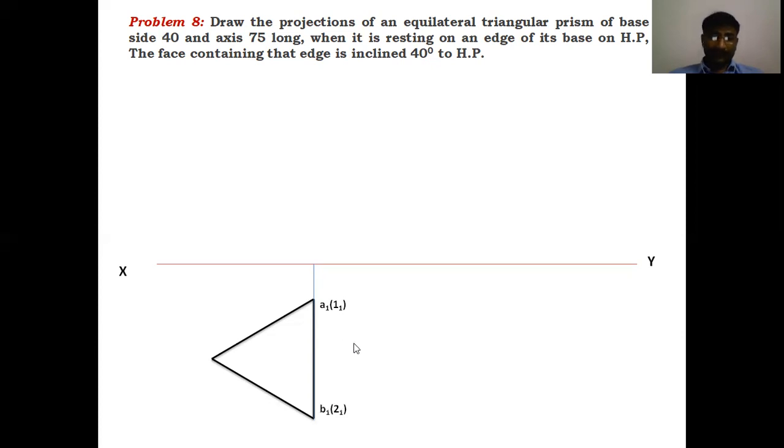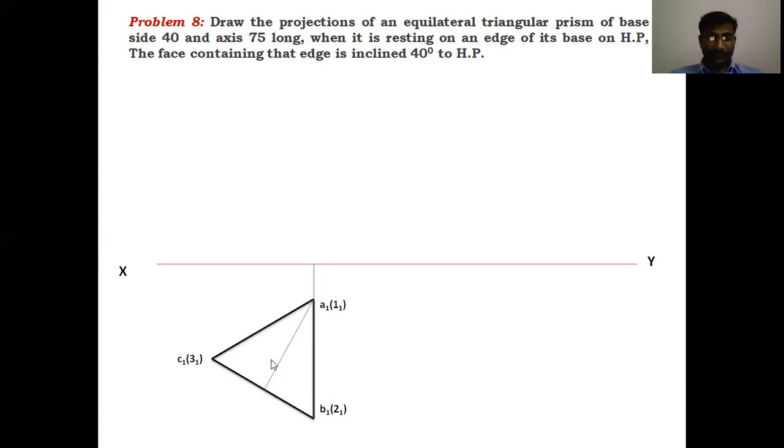Okay. Next, B1 of 2 1, C1 of 3 1. Every corner represents 2 points. Those 2 points are related to the upper base and bottom base. Clear? After getting these 3 points, locate the center of the triangle.